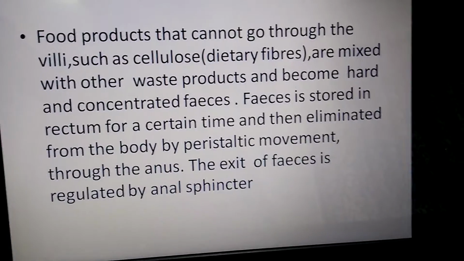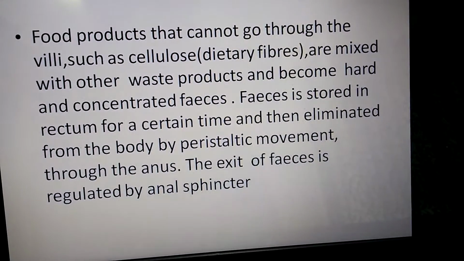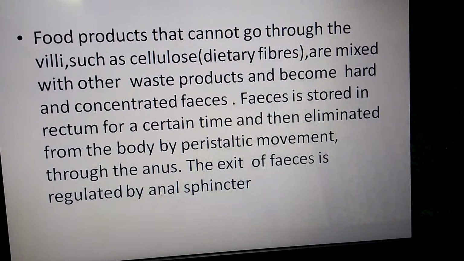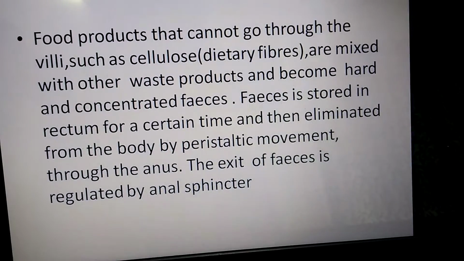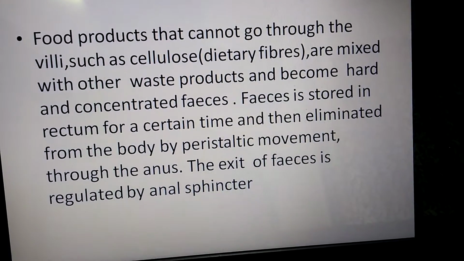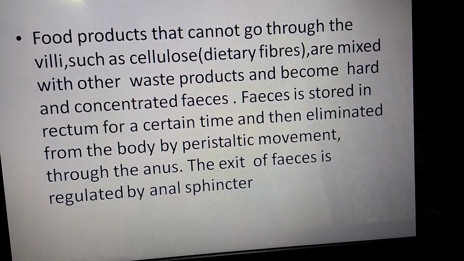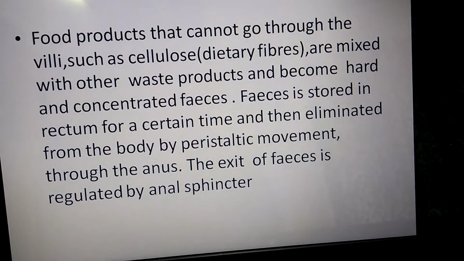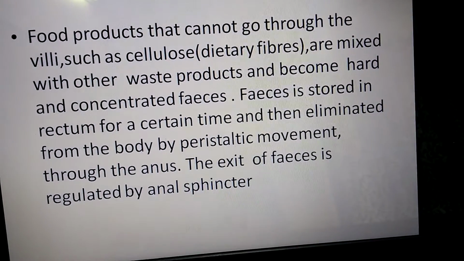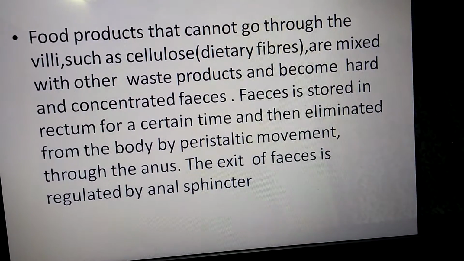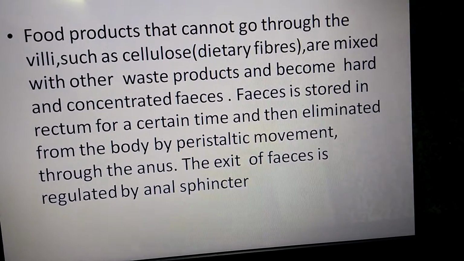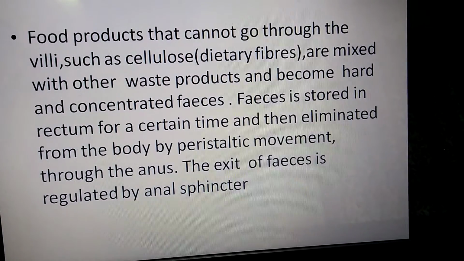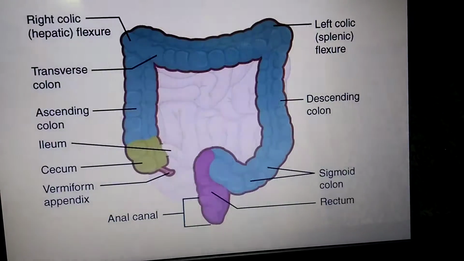Food products that cannot be absorbed by villi, such as cellulose, are mixed with other waste products and become hard and concentrated as feces, and these feces are stored in the rectum for a certain time and then eliminated from the body by peristaltic movement through the anus. The exit of fecal matter is regulated by the anal sphincter. I hope this is clear to you all.